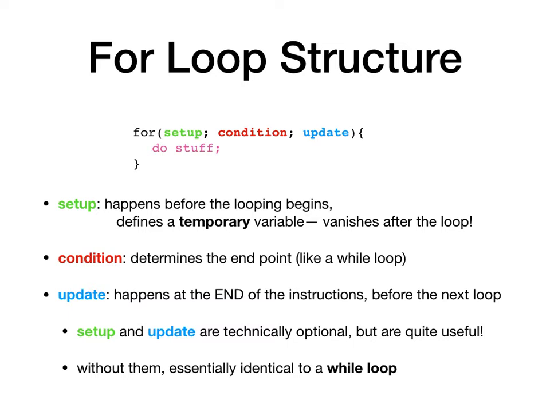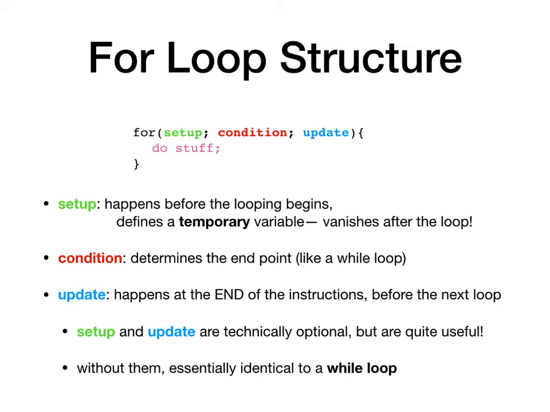A note here is that technically setup and update are optional. You don't have to have both or either of them. But if you don't have either of them, you're literally just using a while loop. So you might as well not clutter up your code if you don't want the setup and update right there. What this means is that for a lot of simple cases, your setup and update are going to be short. You're going to define a variable, and then update that variable. So for loops are great for cases where you're not doing a whole lot of complex stuff in your setup and update.